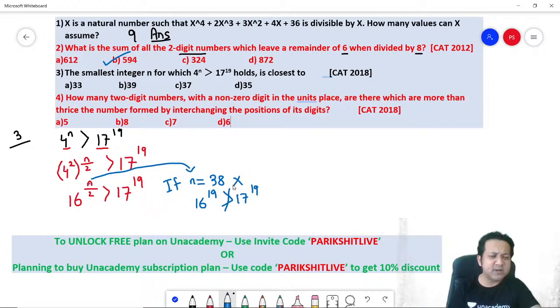What is the answer? So 38 will not satisfy. Obviously, you'll have to take the next number. The next number is 39 and that's going to be your answer.